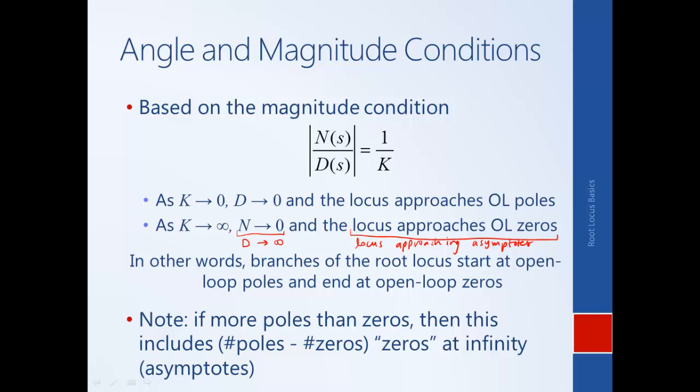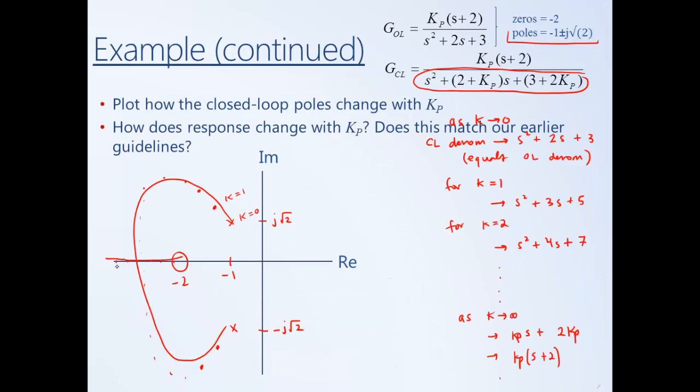So going back to our previous example, looking at this previous example, when k was 0, we started at open loop poles. So k equals 0, this was the location of the closed loop pole, which corresponded to the open loop pole. And as we made k approach infinity, one of our closed loop poles approached an open loop zero, and the other closed loop pole approached this asymptote.